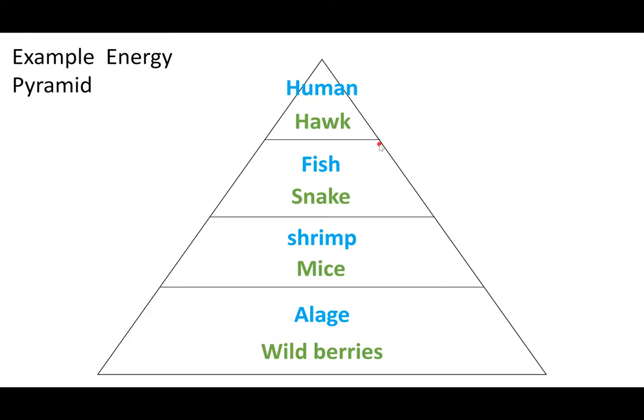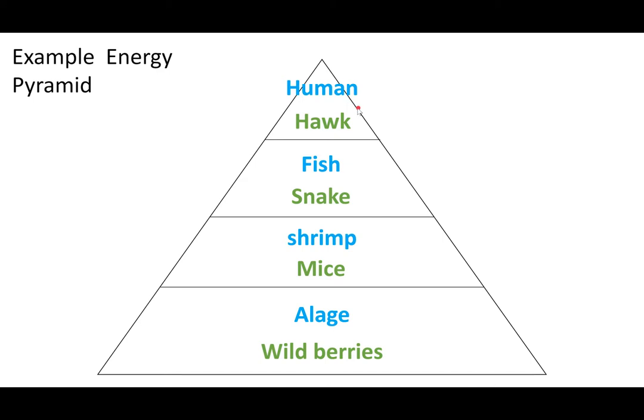And then here is an aquatic food chain. Again, algae is our producer, which gets eaten by shrimp, which gets eaten by a fish, which then gets eaten by the human. So two examples here on this single energy pyramid of a terrestrial and aquatic food chain.